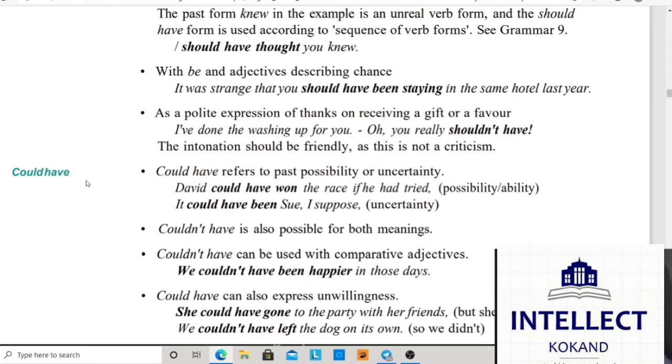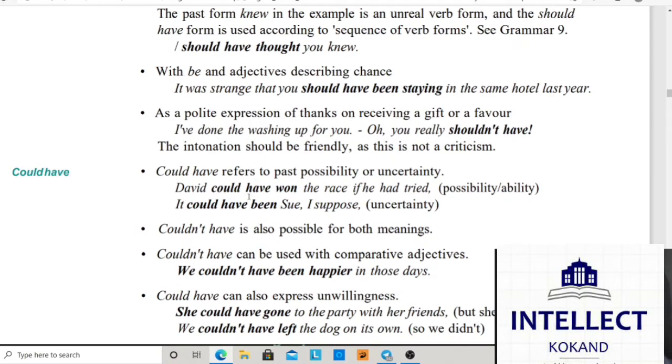Could have. Could have refers to past possibility or uncertainty. David could have won the race if he had tried. So this is a possibility. He has an ability to do something like that. So David could have won.